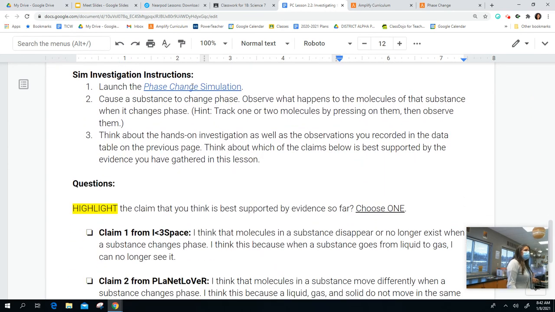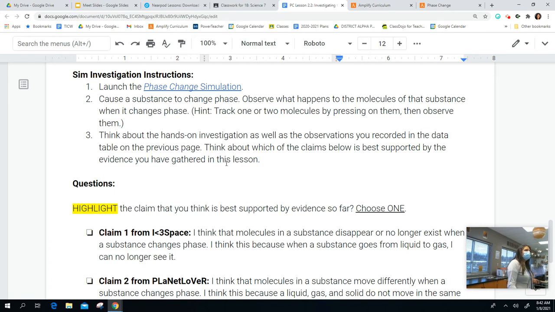Number 1 is to launch the sim. We have that. Number 2, cause a substance to change phase. Observe what happens to the molecules of that substance when it changes phase. Hint, track 1 or 2 molecules by pressing on them, then observe them.